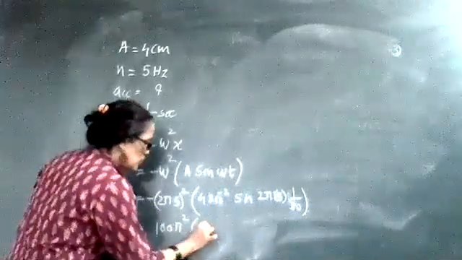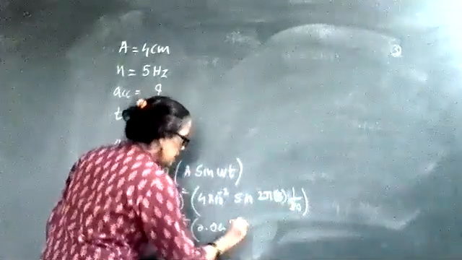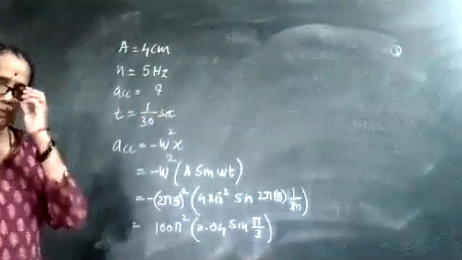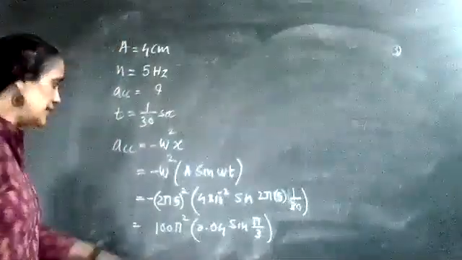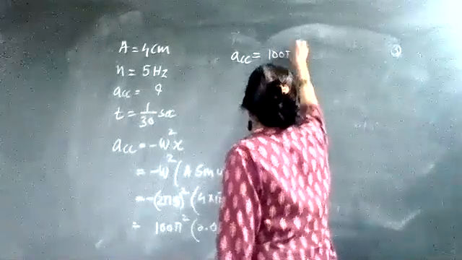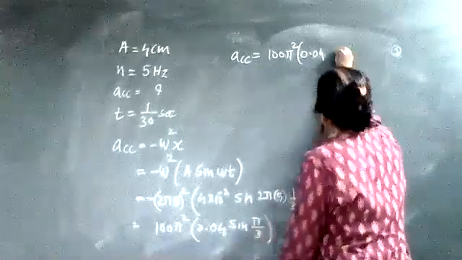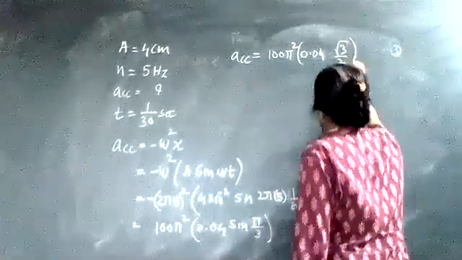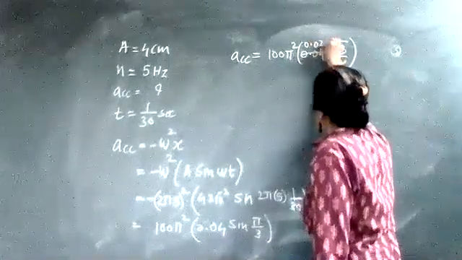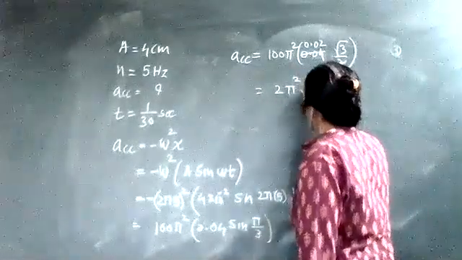In bracket 0.04. Sine. Here it is 10 pi divided by 30. Means I am getting here sine pi by 3. Sine pi by 3 is nothing but sine 60. And for sine 60, I will write down here acceleration is equal to 100 pi square into bracket 0.04 sine 60. Sine 60 is nothing but root 3 by 2. So this 2 and this will get cancelled as 0.02. 0.02 multiplied by 100, means I am getting 2 pi square root 3.